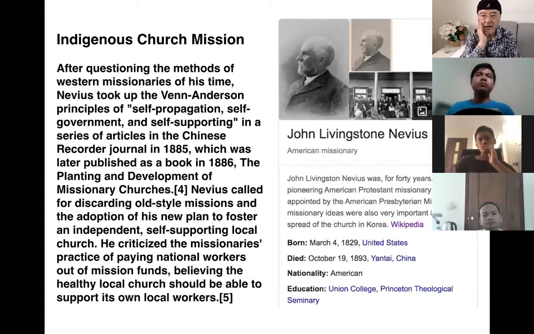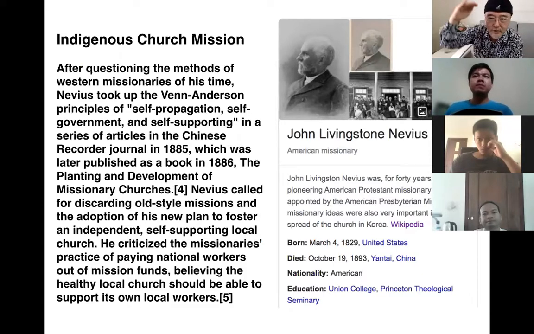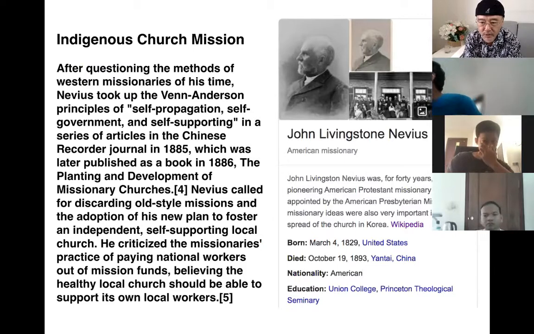John Nevius was an American missionary to China, to Yantai. He's a graduate of Union College and Princeton Theological Seminary, so he's got really, really high education. Princeton Theological Seminary is a very good seminary in America. I even had the privilege of doing a 3-day lecture at Princeton. It's a beautiful, beautiful school.